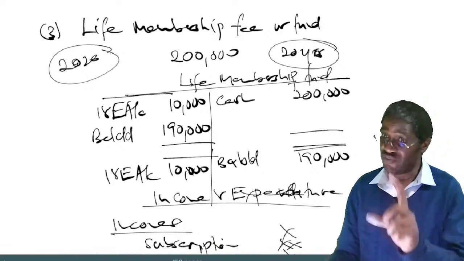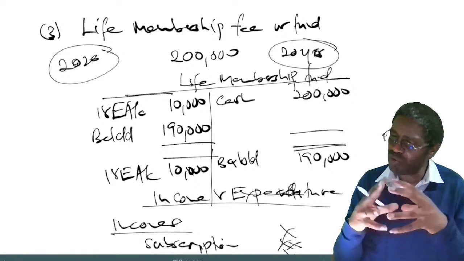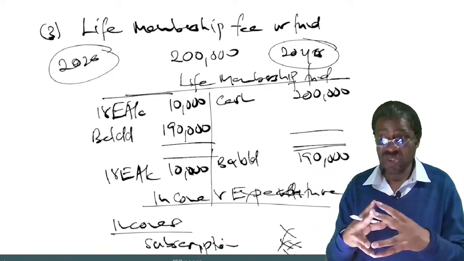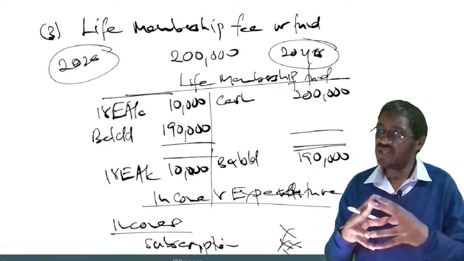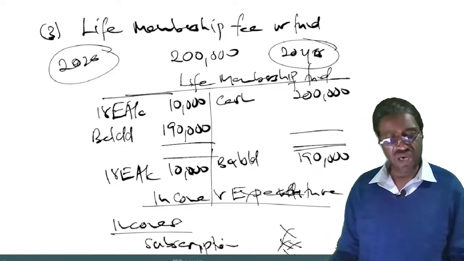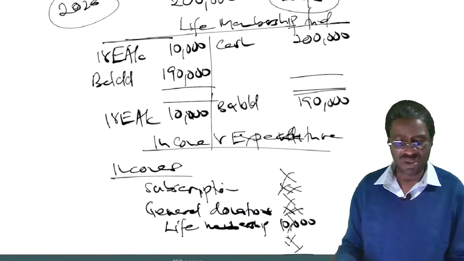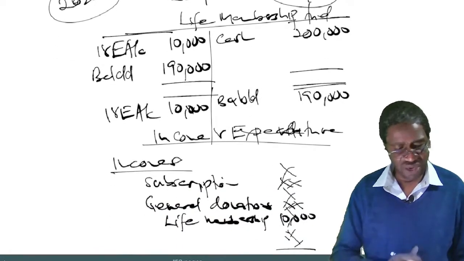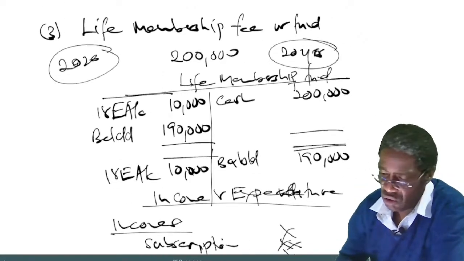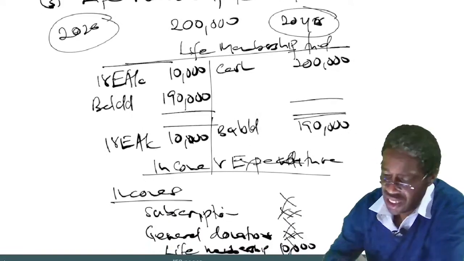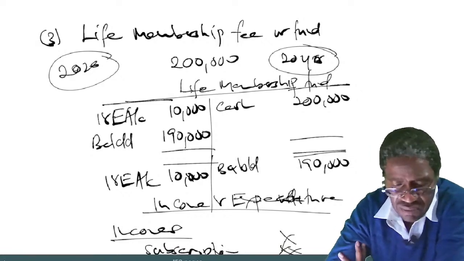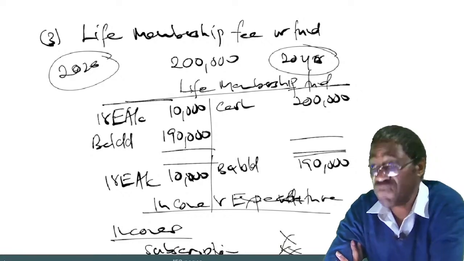What is it? Life membership. And I've told you this is an amount you are receiving to cover a long period of time. Therefore, for that amount, you spread it over that period of time. So let's put it down as number 3 now. Life membership fund or life membership fees. That's our number 3.